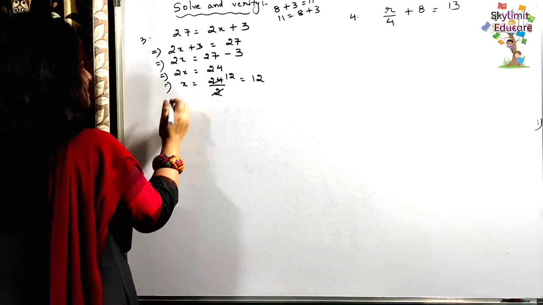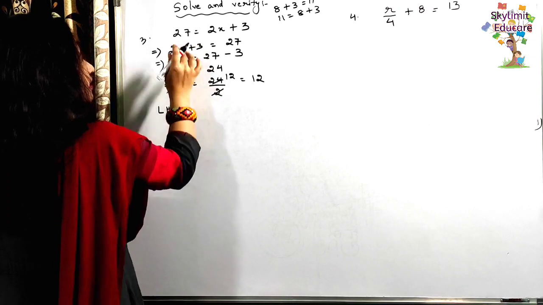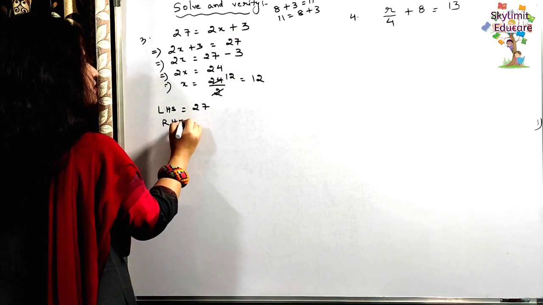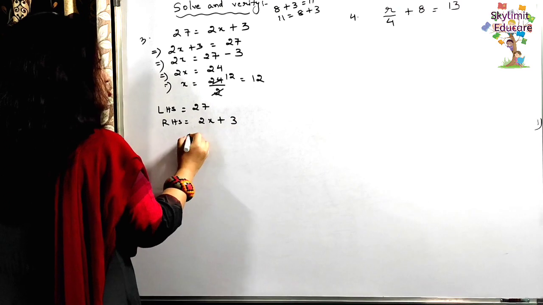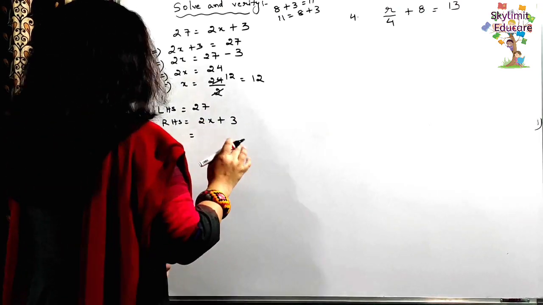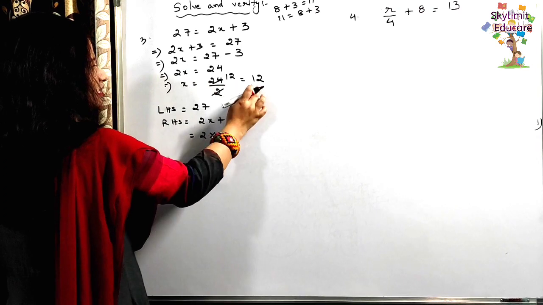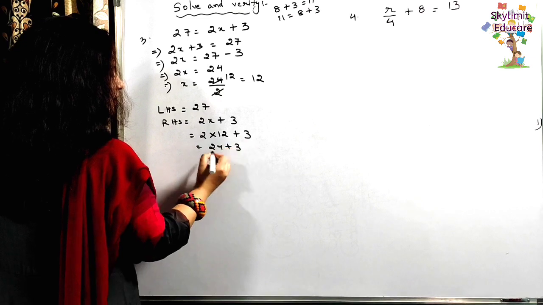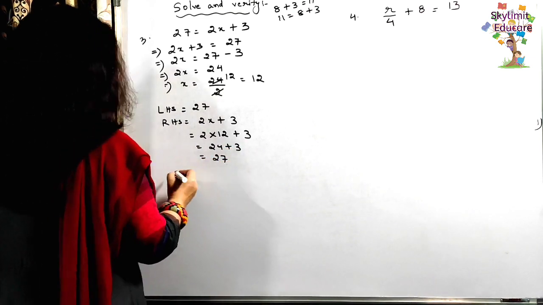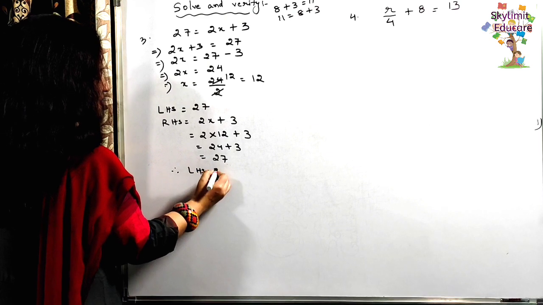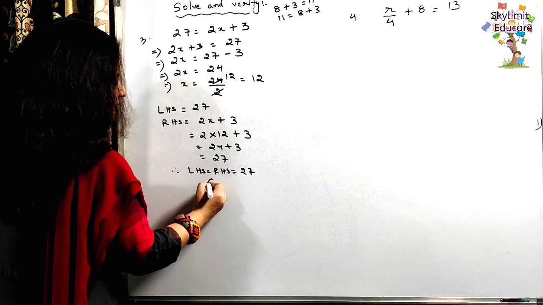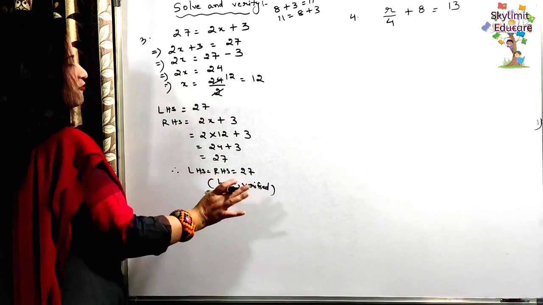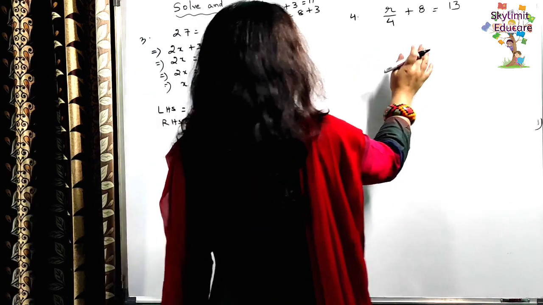So now students, let us verify it. Left hand side, what are you having? Left hand side is 27, the main equation, and RHS is 2x plus 3. 2x means 2 is multiplied to x. That means 2 is multiplied to, what is the value of x we have obtained? 12, plus 3. So 24 plus 3, we got 27. So once again you are going to write here, therefore LHS is equal to RHS is equal to 27. Hence verified. So in all the questions you have to write like this. Clear? Let's come to the next question here.